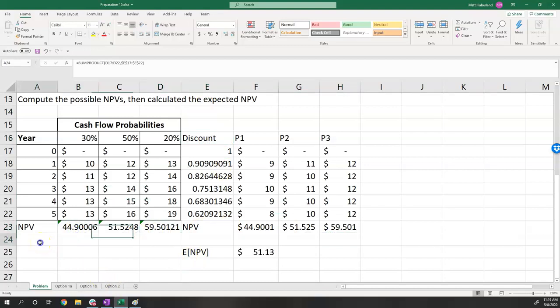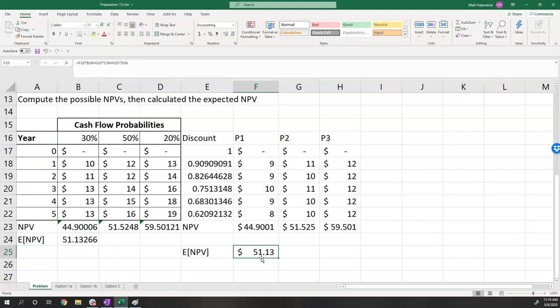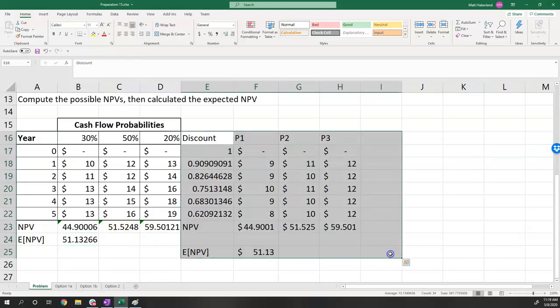And the expected net present value, well, we can use SUMPRODUCT here in a different way. We're going to take the SUMPRODUCT of these possibilities and these net present values. And we get the same thing as we did over here. So just a little bit more compact way of doing it. We are still effectively calculating the net present value of each possibility and then taking the expectation of the net present values. But this is just a more compact way that avoids having to create all of this stuff.